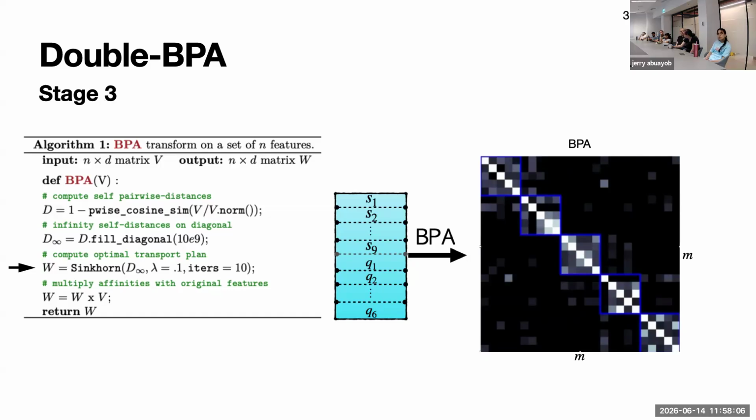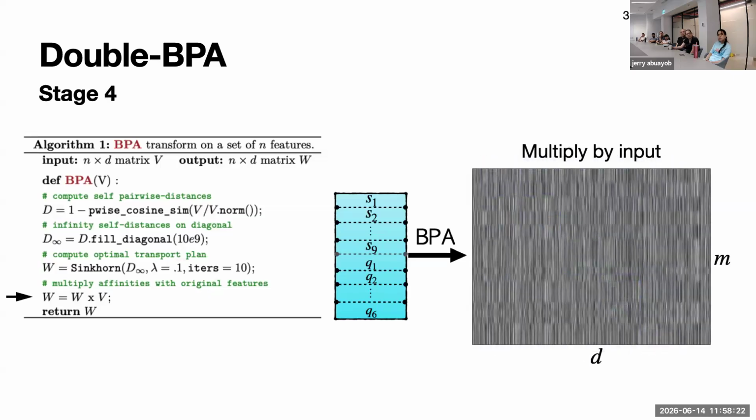It's linear operations on the matrix itself, and it converges in like 10 to 15 iterations, which on PyTorch is just like that. Okay, and at the end, after we get this optimal transport matrix, we multiply it by the input, and we have this type of attention.